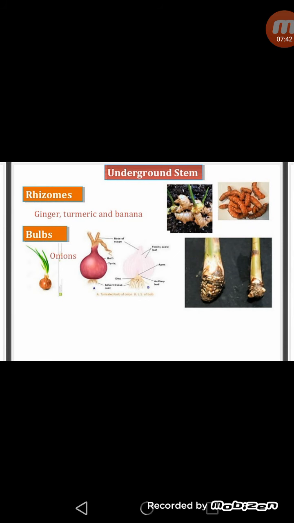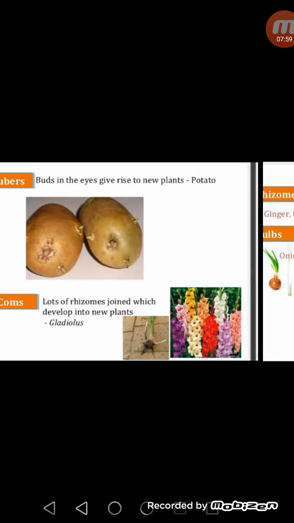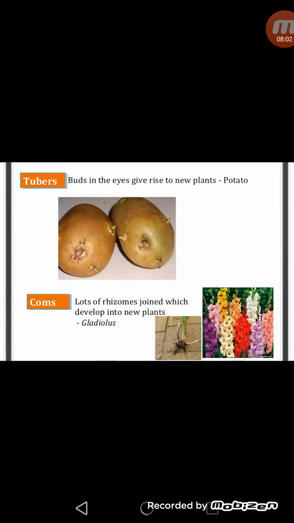In the same way, there are underground stems like rhizomes, which include ginger, turmeric and banana, which can make new plants. Bulbs consist of onions. Onion also makes new plants. And in the same way, tubers, as you can see, there are certain eyes or buds in the potato. Potato when planted forms new plants. These parts in this way can give rise to new plants. In the same way, there are corms, like swollen rhizomes. When planted, they develop into new plants like gladiolus.